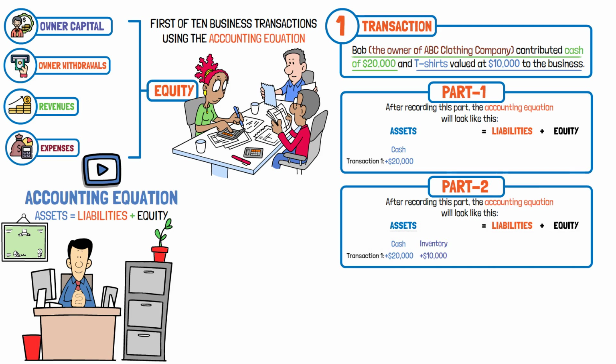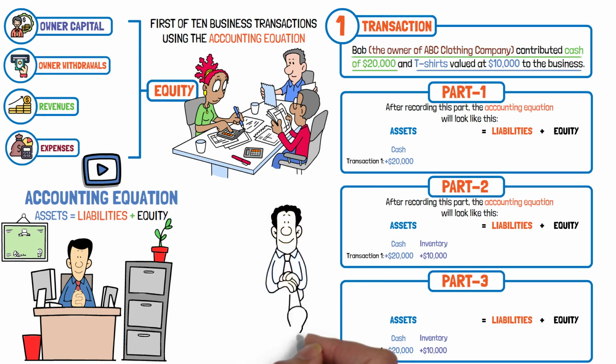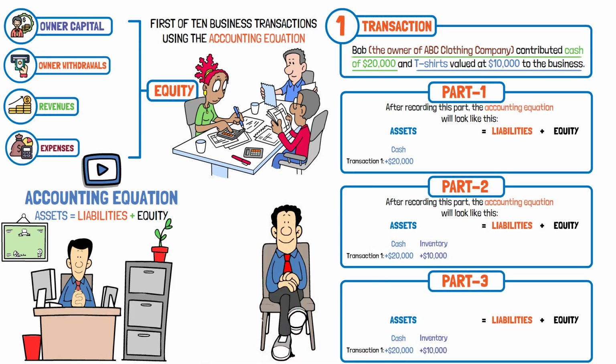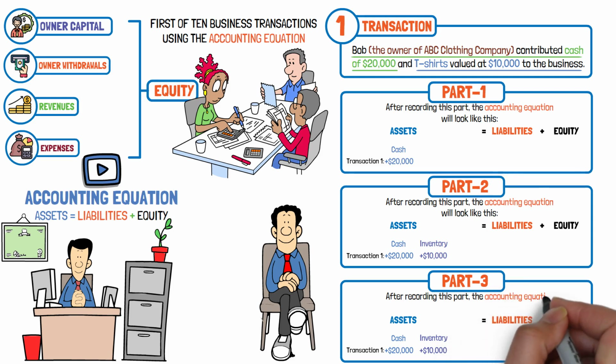Part 3. The final part to account for is Bob's contribution of cash and inventory to the business. As the owner of ABC Clothing Company, his total contribution of $30,000, comprised of $20,000 in cash and $10,000 in inventory, will be recorded in the owner capital account, which is listed under the equity section of the accounting equation. After recording this part, the accounting equation will finally look like this.